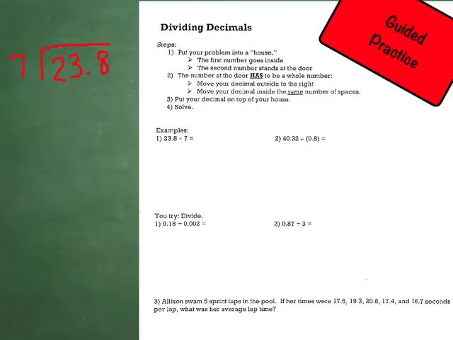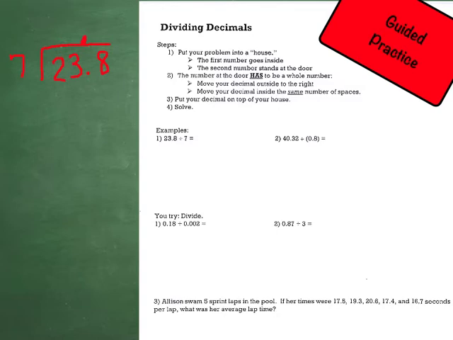And now let's do a couple practice problems together. Number 1, 23 and 8/10 divided by 7. The first number always goes inside the house. The second number goes on the outside. Now remember, the number on the outside has to be a whole number. So in this case, 7 is a whole number, so we can continue to divide. First, we need to move the decimal straight up.